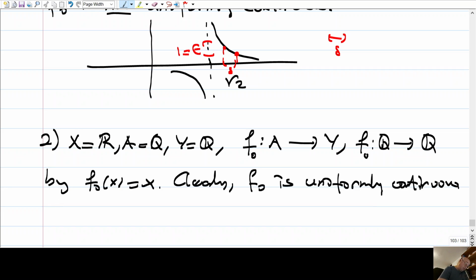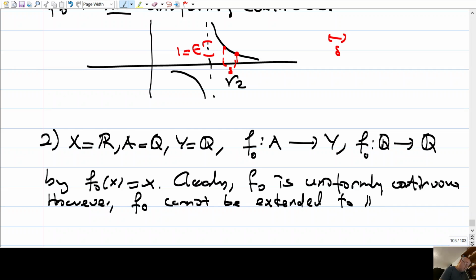Clearly continuous. However, f0 cannot be extended to real numbers, okay? Because there is no space, not enough space in Q, right? This function is identity. It should extend as identity, but what about irrational numbers, where will they be sent?